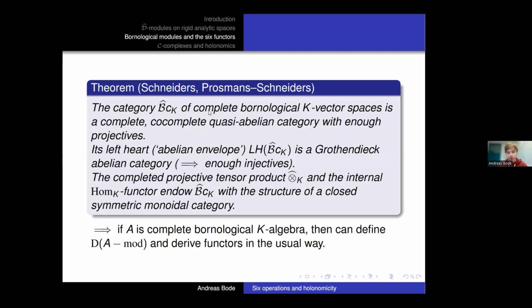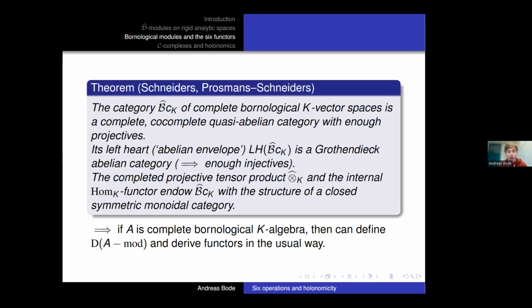So if I consider complete bornological K-vector spaces, this contains Banach spaces, Frechet spaces, then this has all limits, it has all co-limits, has enough projectives, and it's a quasi-abelian category. This is a particular type of exact category where, instead of considering arbitrary morphisms, I only consider those morphisms where the isomorphism theorem does work, then everything goes through as if my category was abelian.